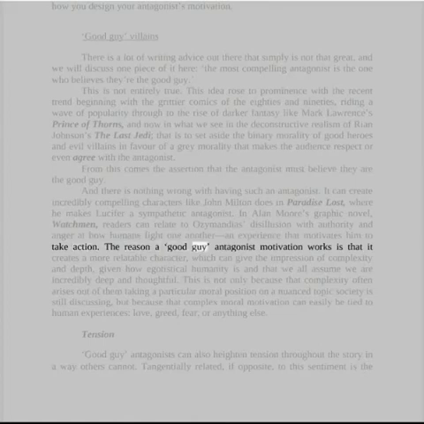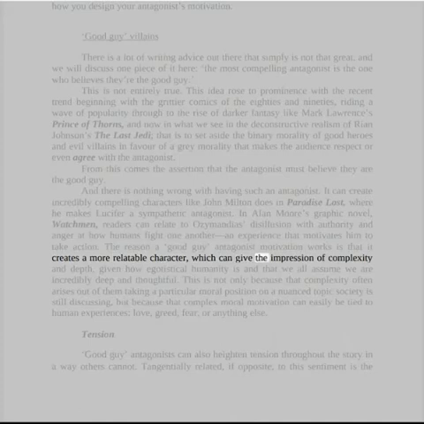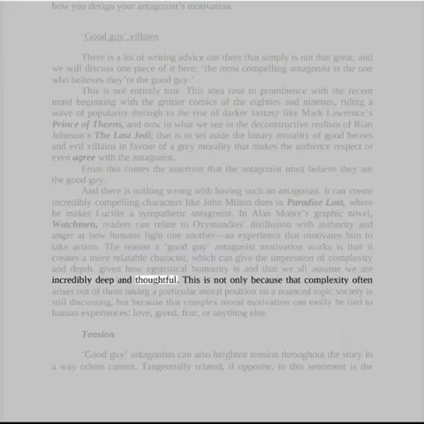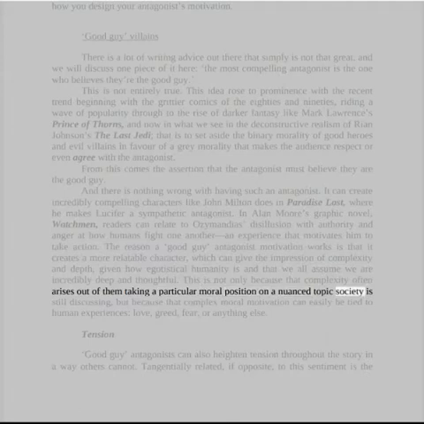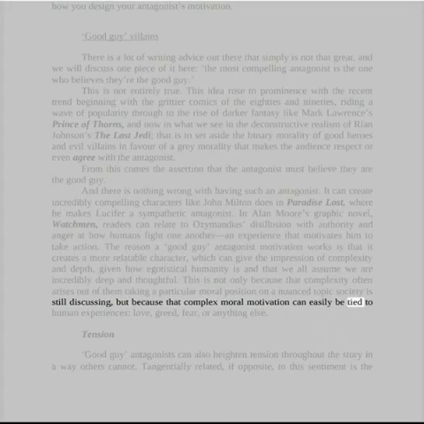The reason a good guy antagonist motivation works is that it creates a more relatable character, which can give the impression of complexity and depth, given how egotistical humanity is and that we all assume we are incredibly deep and thoughtful. This is not only because that complexity often arises out of them taking a particular moral position on a nuanced topic society is still discussing, but because that complex moral motivation can easily be tied to human experiences: love, greed, fear, or anything else.